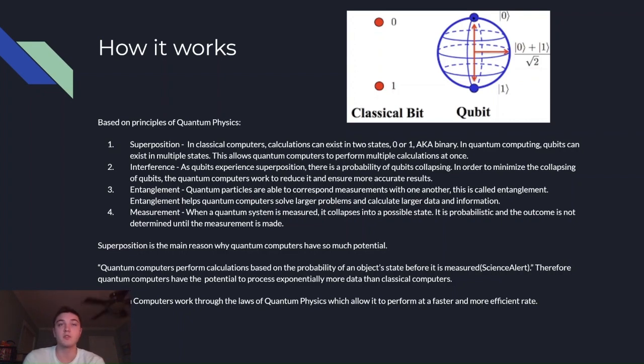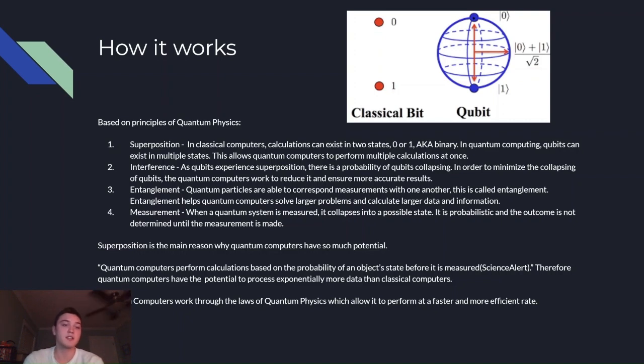So the first principle, superposition. In classical computers, calculations can exist in two states, zeros or ones, binary. In quantum computing, qubits can exist in multiple states, and this allows quantum computers to perform multiple calculations at once. You can look at the image and see that it's a lot more complex than just the 0 or 1 compared to the classical bit.